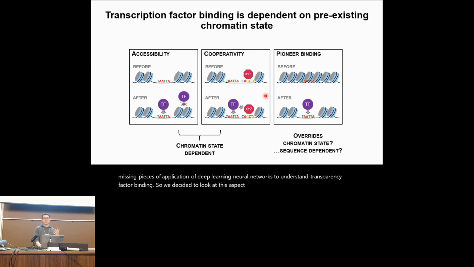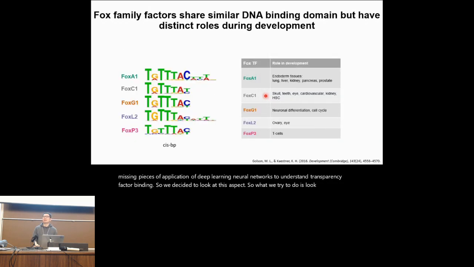What we try to do is look at a specific family of transcription factors called the FOX family factors. This family has a very well-known pioneer factor, FOXA1, and many of the members share a very similar DNA binding domain, and their cognate DNA motifs are very similar to each other. However, during development, many of these factors play very distinct roles. This suggests they might regulate different genes, and that they might bind to different binding sites.